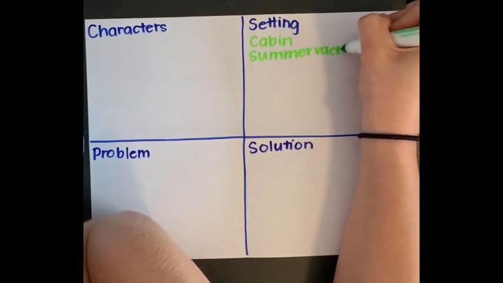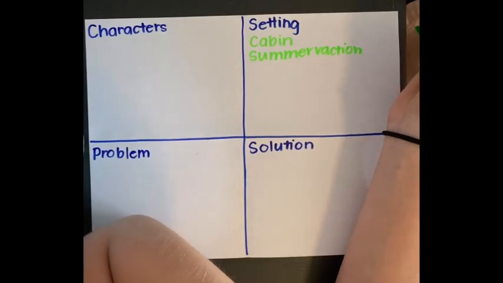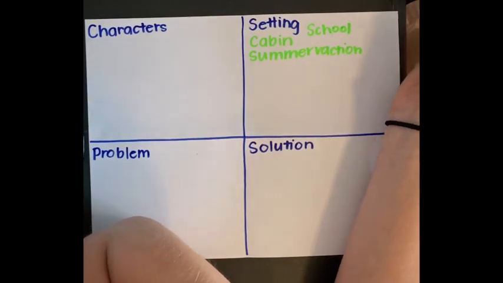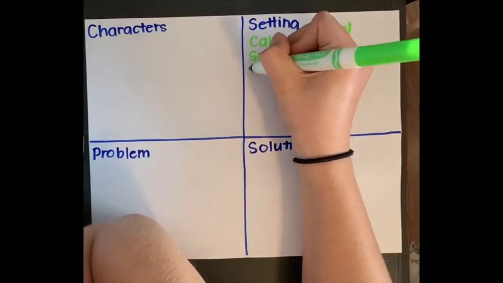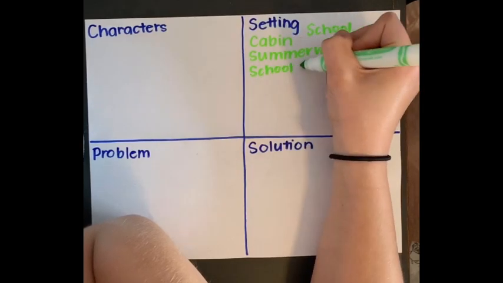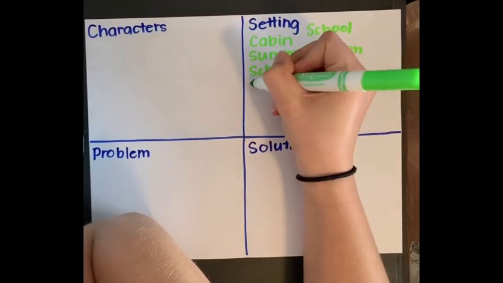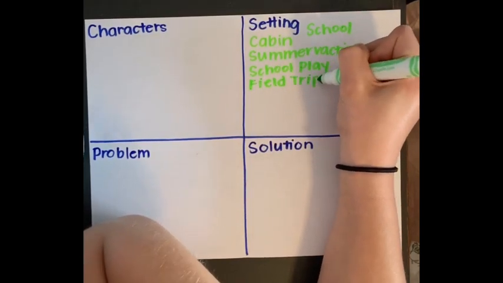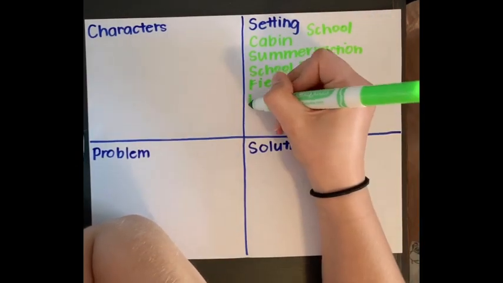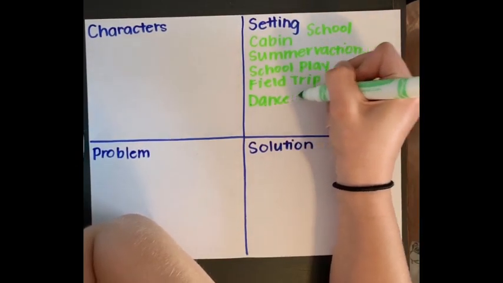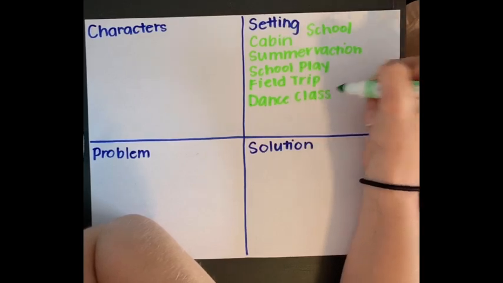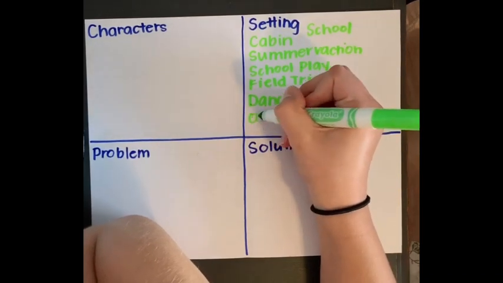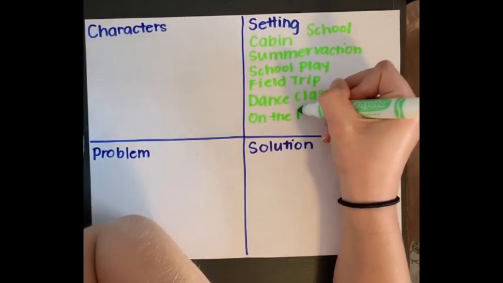I'm gonna try and write smaller so I can fit as much as I can. School, obviously, is a setting that I'm very familiar with. How about the school play? We just went on a really cool field trip to the science museum. What else? Oh, I teach dance class, and I used to be in dance class, so that's like another setting that I'm familiar with. I guess my cabin is on the river, so I kind of know a lot about being on the river.